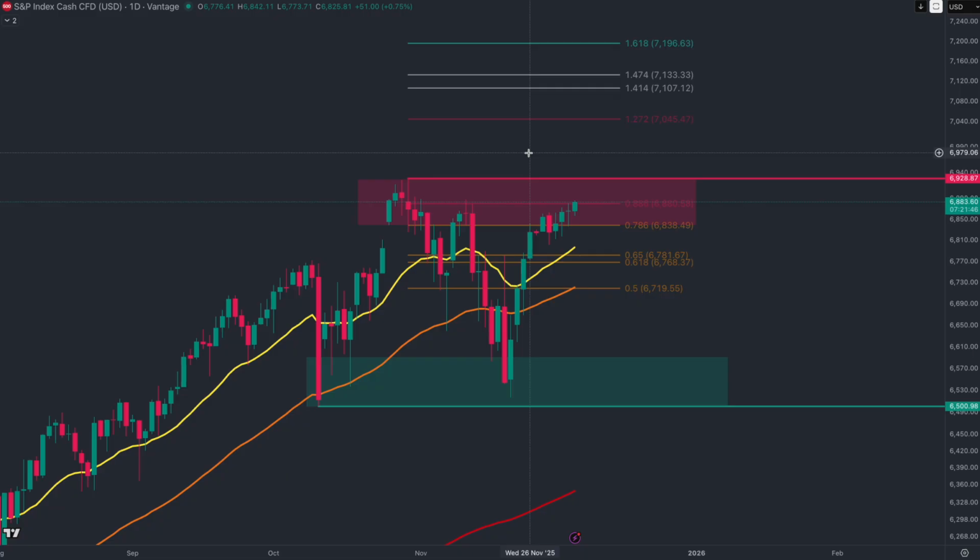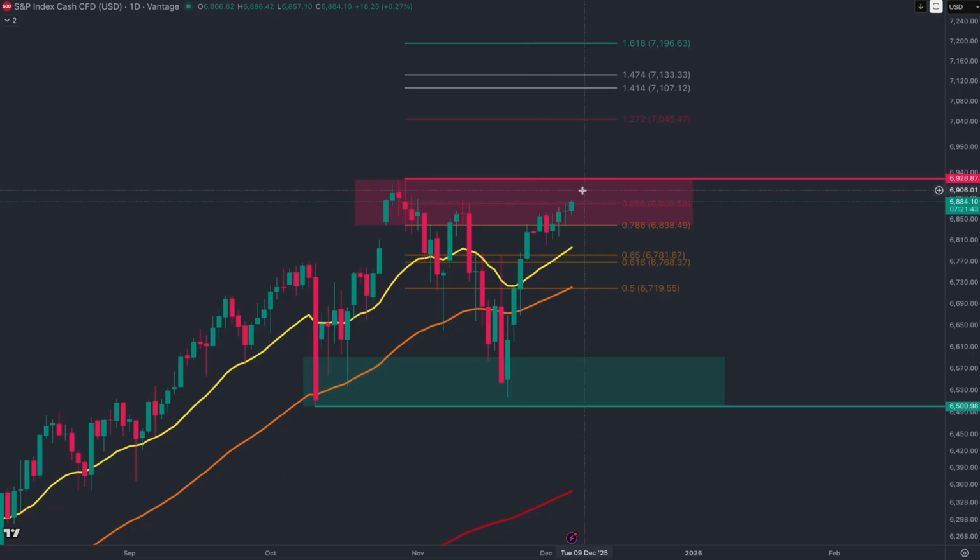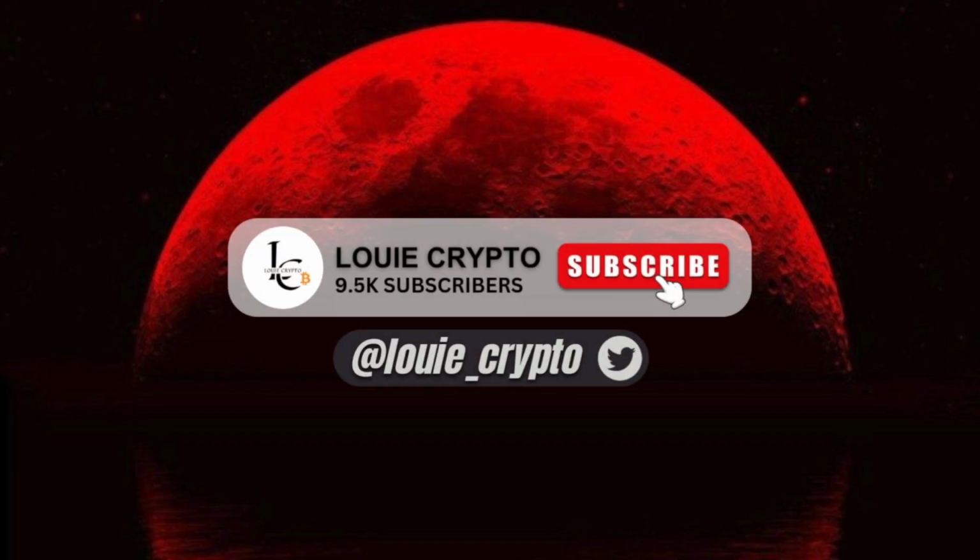But the Fibonacci tool today marked out the key areas of support and resistance and gives us expectations once those areas are broken. I'm looking at a minimal 7k target for the S&P once it can successfully break out of this resistance.